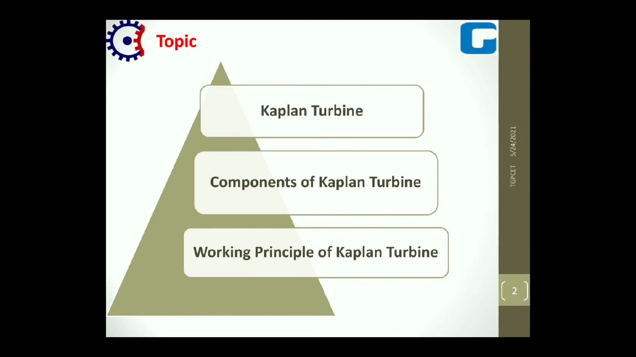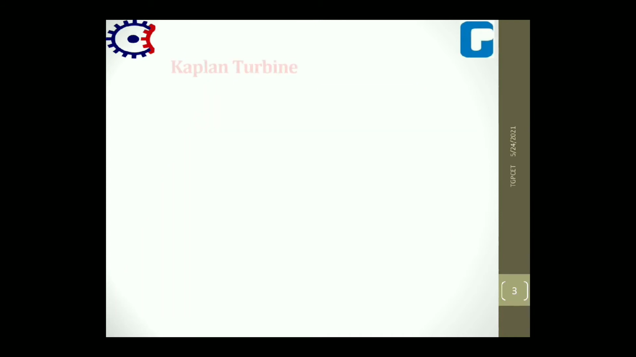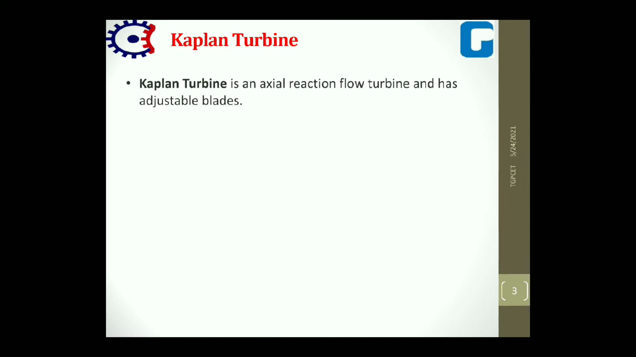Today's topic is the Kaplan turbine, its construction details and working principle. So let's start. What is a Kaplan turbine? A Kaplan turbine is an axial reaction flow turbine and has adjustable blades. As we know, the axial reaction flow turbine consists of two types. First is the propeller turbine, in which the blades are fixed, and another is the Kaplan turbine, in which the blades are adjustable.